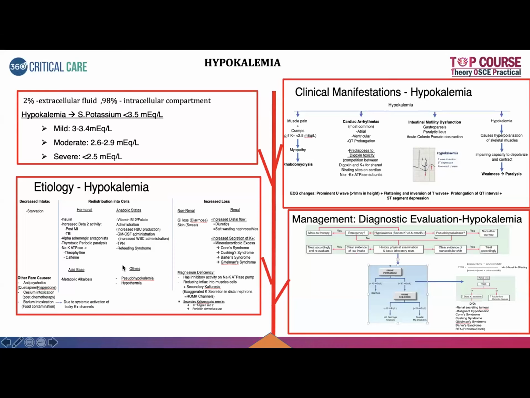When does pseudo hypokalemia happen? Because of high WBC count, high leukocytosis or thrombocytosis also. Increased loss either renal or non-renal. Non-renal: diarrhea, sweating. Renal: due to diuretic, salt wasting nephropathies. Increased secretion of potassium also happens in these syndromes: Conn's, Cushing's, Bartter's, Gitelman's. Okay. So other causes, type 1, type 2 RTA as well.